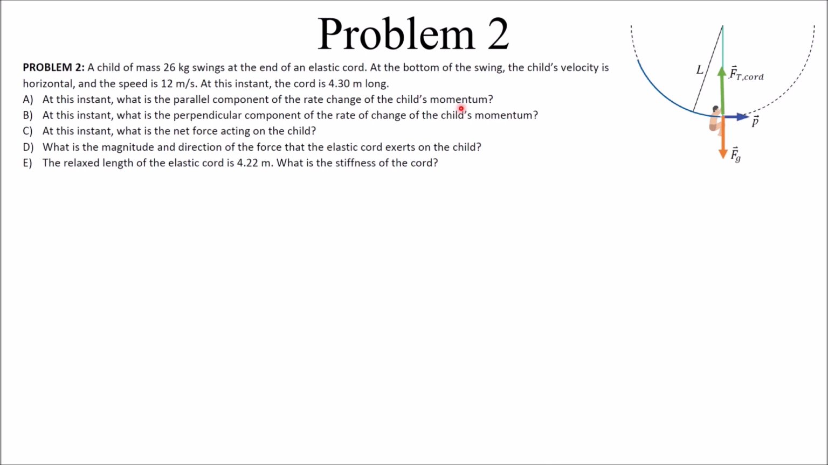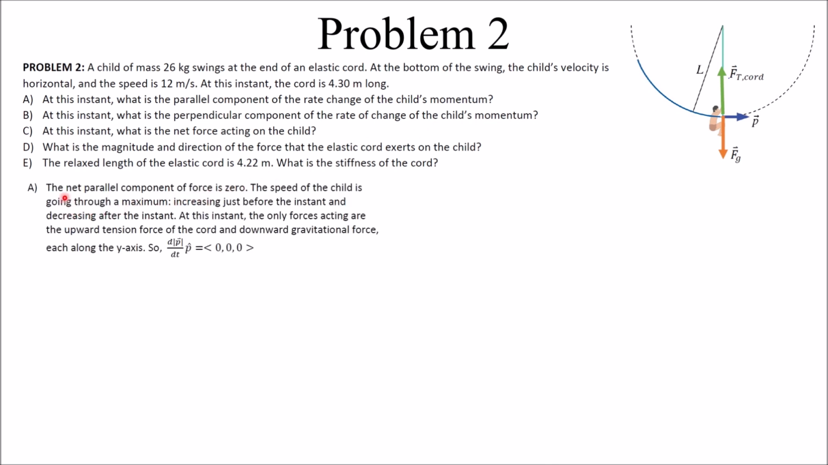A lot of times we use the word parallel to represent the direction of motion, and perpendicular to that is a lot of times directed towards the center of the circle. So for part A, we are going to say, okay, there's no net force in this direction. The only forces are up and down. And so the rate of change of momentum here, the derivative of the momentum, is pretty much just going to be 0. For part B, we're looking at the perpendicular component.